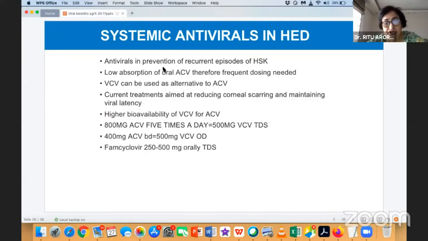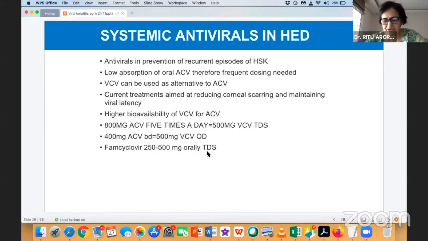It has a very short half-life, so it does not stay in the system for long. Therefore, oral acyclovir is used 5 times a day. Valacyclovir can be used as an alternative to acyclovir because it has a longer half-life, and this is used TDS. So I've given the equivalent. If you have 800 milligram of acyclovir 5 times a day, it is equivalent to 500 milligram of valacyclovir TDS. In cases where you are on a maintenance dose of acyclovir 400 mg BD, it is equivalent to 500 milligram valacyclovir OD, and famciclovir 250 or 500 milligram TDS can also be given.